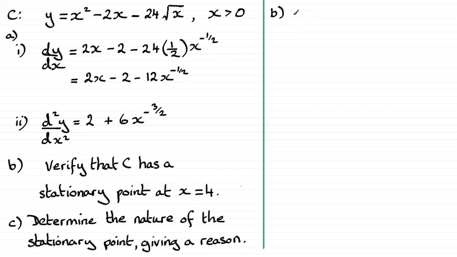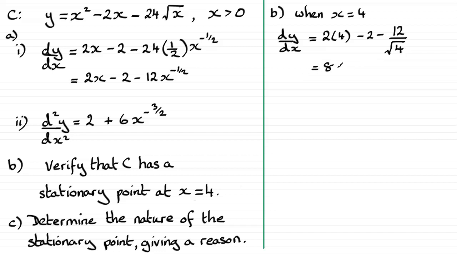Okay, so I'm just going to say that when x equals 4, substitute it into dy by dx, so we get dy by dx equals 2 times the 4 minus 2 minus 12 times x to the power minus half. Remember, that's 12 over x to the power half. X to the power half means the square root of whatever x is, so it's going to be the square root of 4. Work that out and you've got 8 minus 2, square root of 4 is 2, 12 divided by 2 is 6. Okay, so if you work that part out, you can see you get 0.